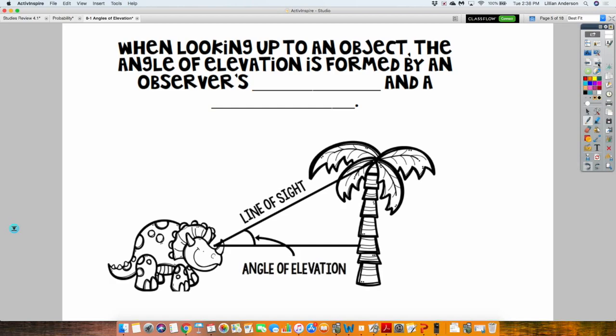Say that again. When you are looking up to an object, the angle of elevation is formed by the observer's line of sight and a horizontal line. Does everybody see it in this picture down here? It is very important that you have both things in order to have an angle of elevation, because you need two sides to make up an angle. Sometimes that horizontal line will not be there, which means you need to draw it in so that you can create your angle of elevation.